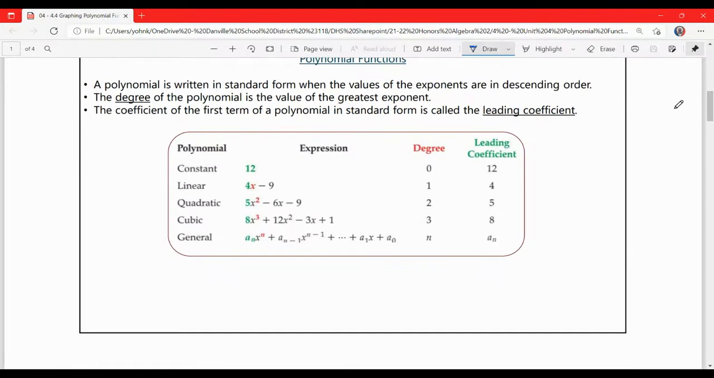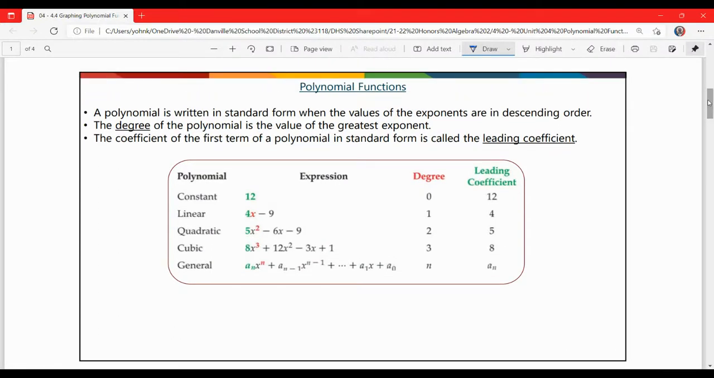So first let's just review what a polynomial is. A polynomial is written in standard form when the values of the exponents are in descending order. Now, if those values are in descending order, then the highest exponent will be first. The degree of the polynomial is the value of the greatest exponent. The coefficient of the first term of a polynomial in standard form is called a leading coefficient.